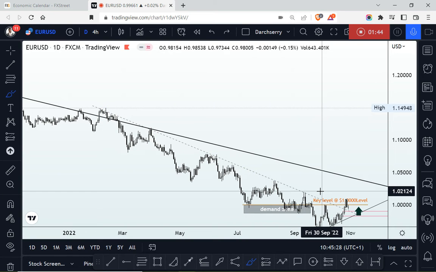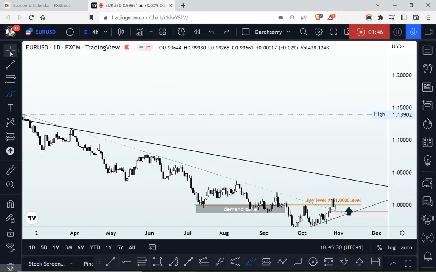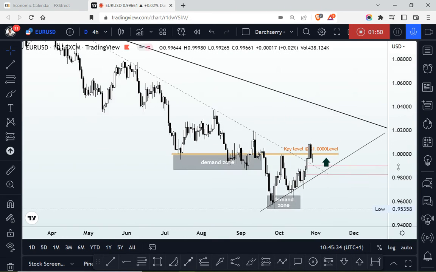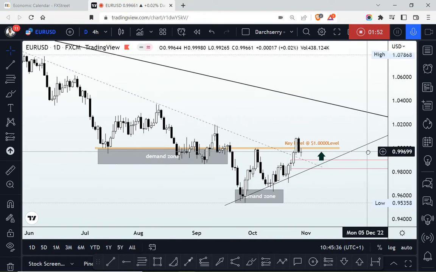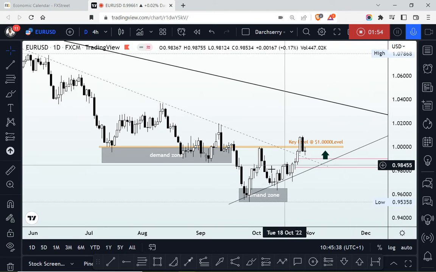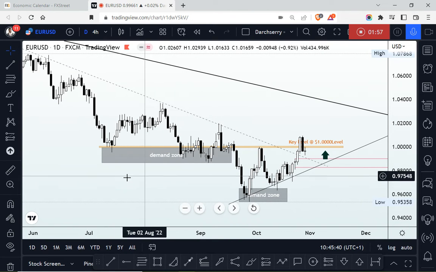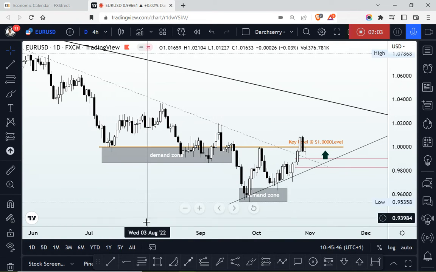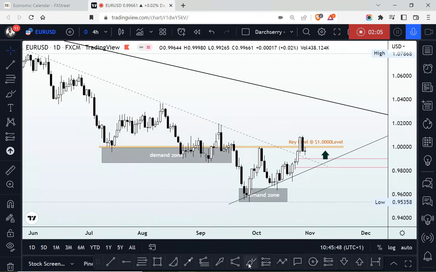However, if we look at what has been happening since the month of July, we can see that price action appeared to have been in an equilibrium area. And what do I mean by that? Like I said earlier, we can see that the $1 mark area has been a major determinant of price action in the last 3 months.